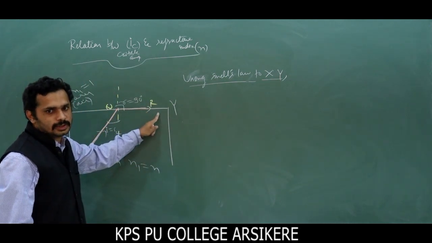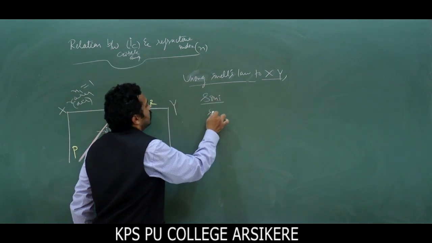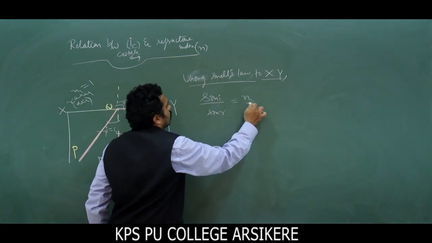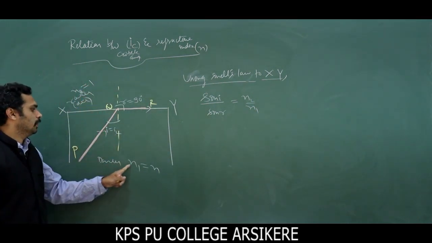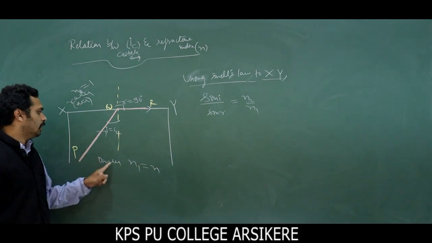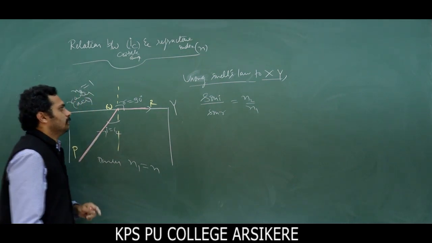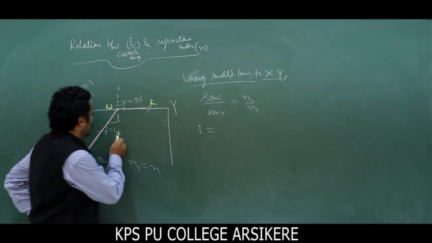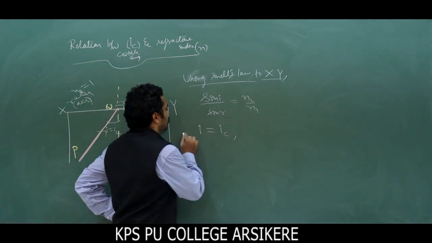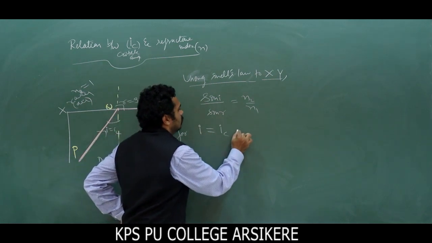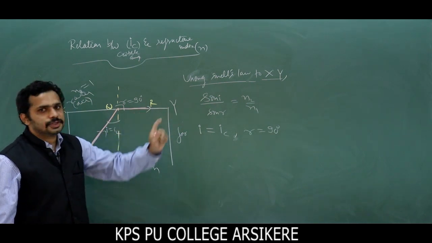What is XY? XY means the interface. So apply Snell's law: you know that sin I divided by sin R is equal to N2 by N1. This is N1 and this is N2. This is the first medium, where the light is going in the denser medium. This is the second medium, the rarer medium. Here, what is I? I is equal to IC, the critical angle. For I equal to IC, R is equal to 90 degrees. The angle of refraction is 90 degrees.